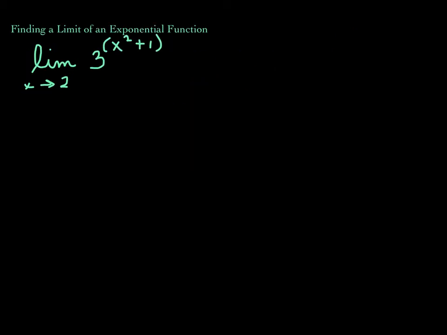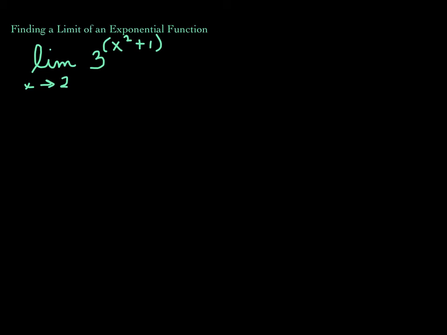All right, finding a limit of an exponential function. The limit of 3 raised to the power of x squared plus 1 as x approaches 2. Now notice that the exponent up here is a quadratic binomial, so it is a function up here. Notice that your base, remember the condition on your base was that it had to be a positive real number, and 3 is a positive real number.